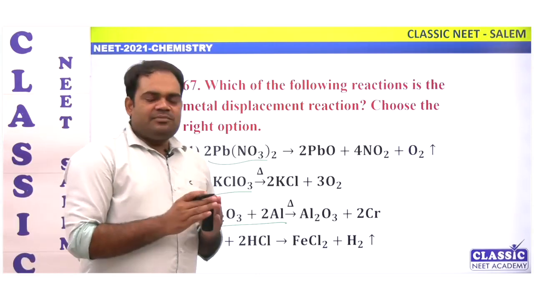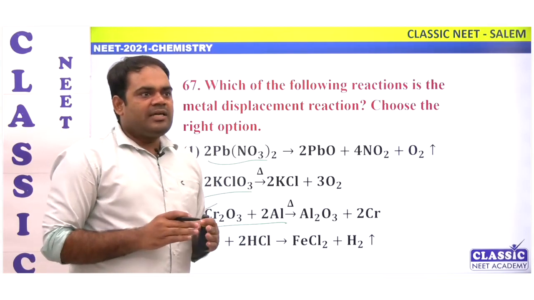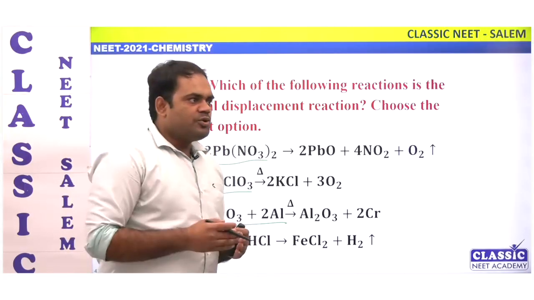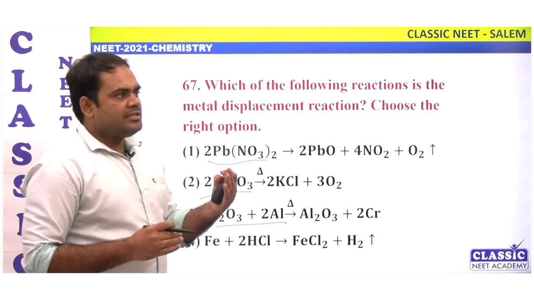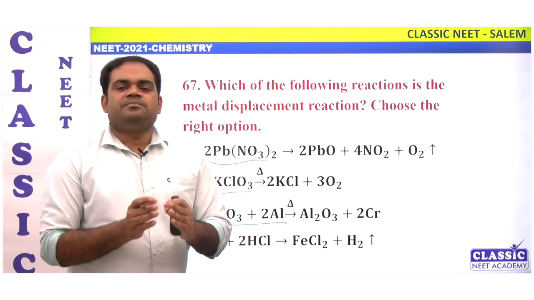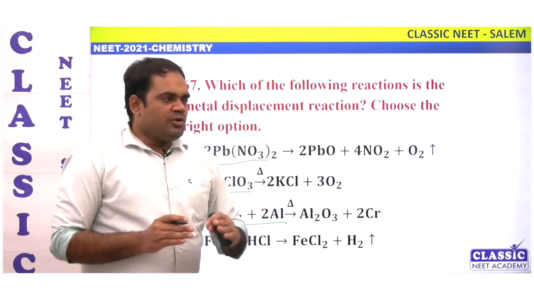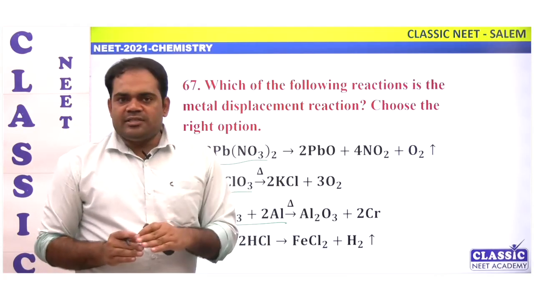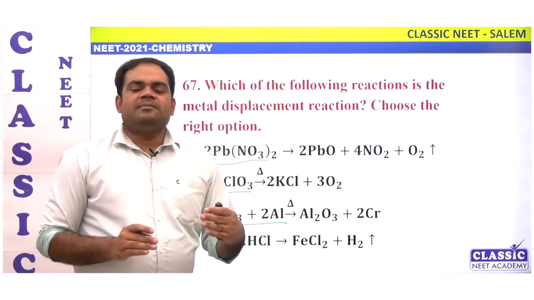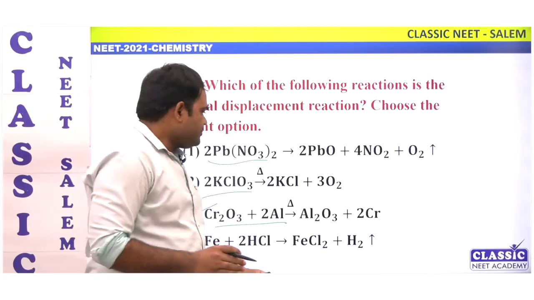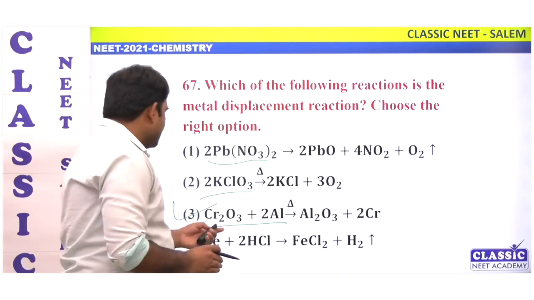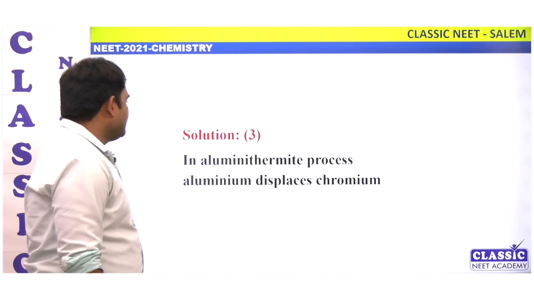And which concept are we going to apply in that? We can apply the electrochemical series. Those having the higher reduction potential have the higher oxidizing tendency. Those having the higher negative reduction potential have the higher reducing tendency. So by that concept also you can say that the third one is the correct answer.